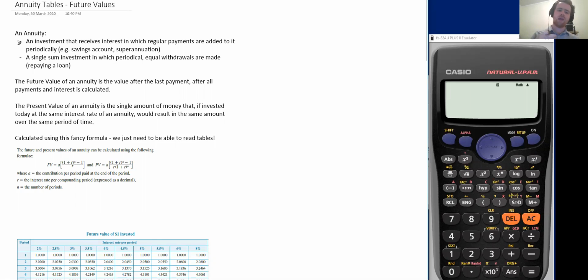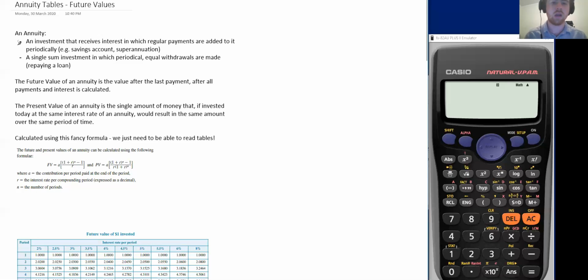Okay, now the way that these annuities are calculated is using a sort of fancy formula. You can see it here. Future value equals A brackets, and you've got (1 plus r) to the n minus 1, over r. It's quite a complicated formula. Fortunately, we don't need to use this formula. We just need to know how to use the tables. But it's helpful to know sort of how these tables are generated, how those values are calculated. It's using that formula that you see there.